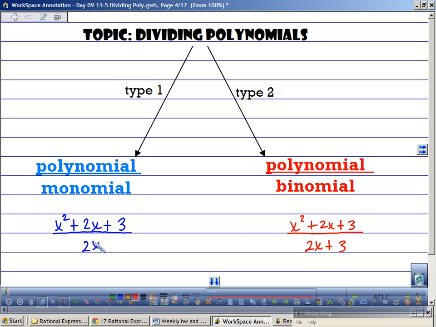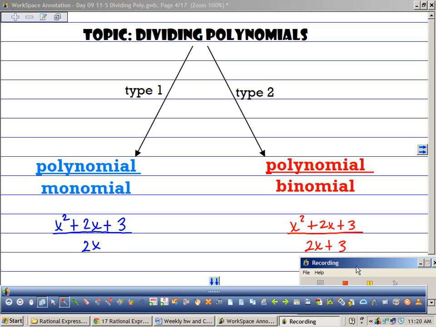What's the difference between these two? Other than their color. The bottom one over here in the denominator has two terms. This one only has one term, correct?